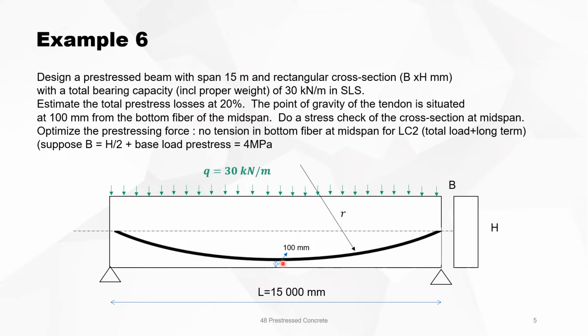Do a stress check in the cross section at midspan. Optimize the pre-stressing force so that there is no tension in the bottom fiber at midspan for load case 2, which is the long-term load case.